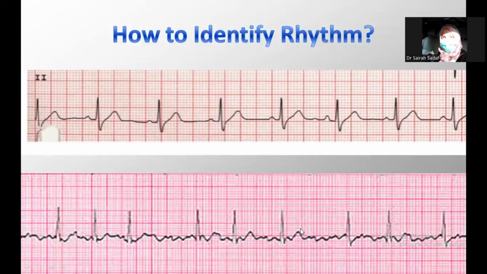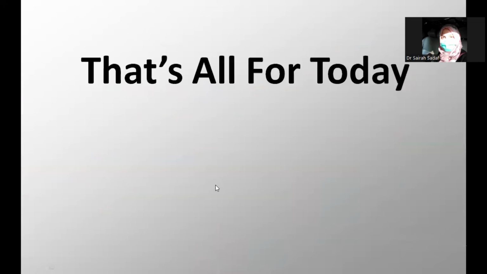The other method, as I have told you, dot matching, is that you take a piece of paper, mark one R wave here, mark another R wave here, and then keep on moving this paper all across the ECG. You can match these dots with all the R waves. So you will get the whole picture that the R waves are not coming at equal intervals. Now that's all for today. Thank you everyone for joining today.